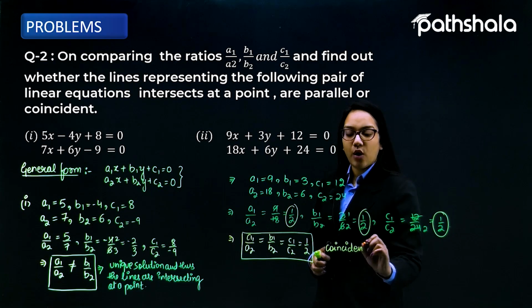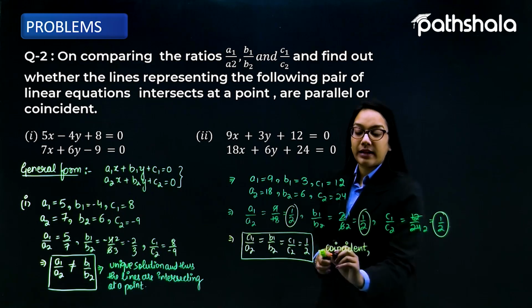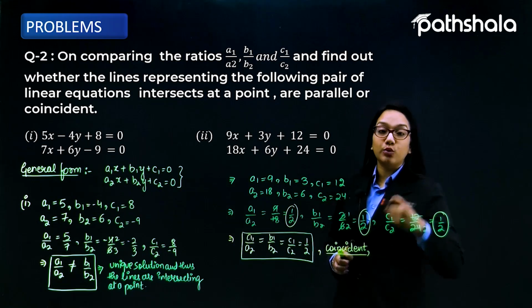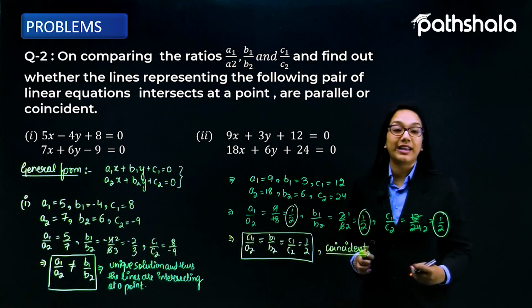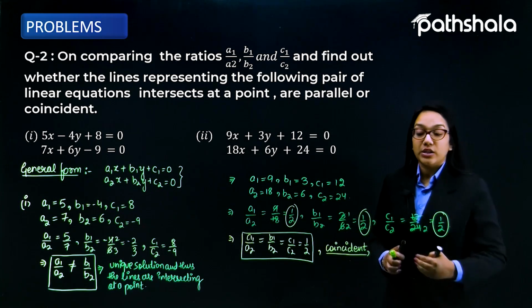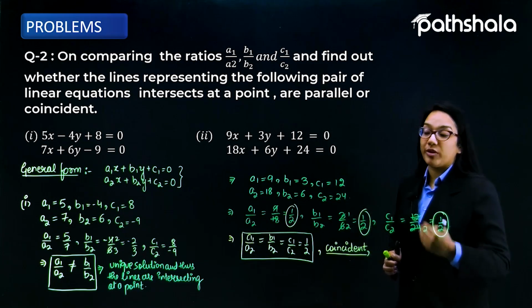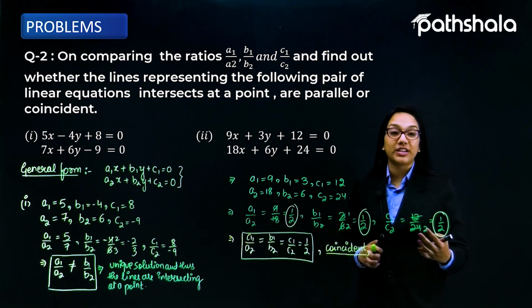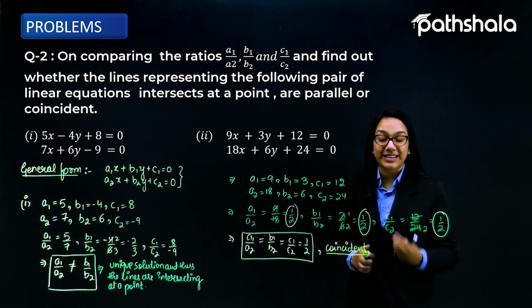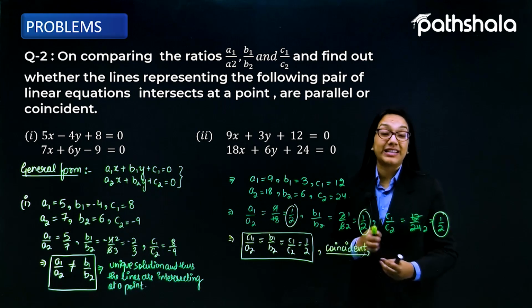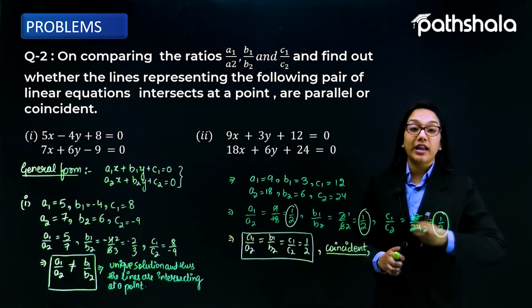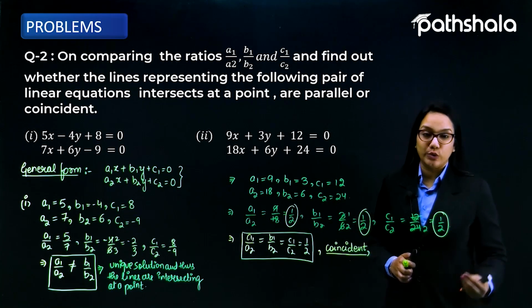The lines are coincident in nature, and it means that the two lines are actually lying on each other. So from this particular condition, that is A1 by A2 is equal to B1 by B2, which is equal to C1 by C2, what can we say? We can say that the lines are coincident, and we can say that they do have infinitely many solutions.